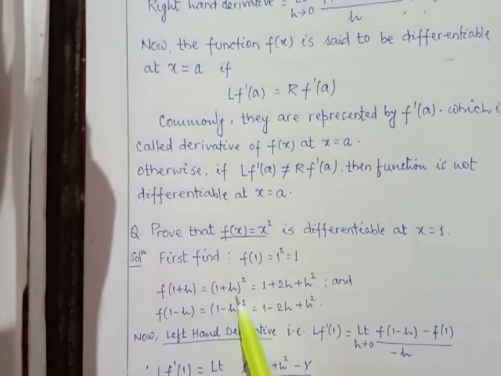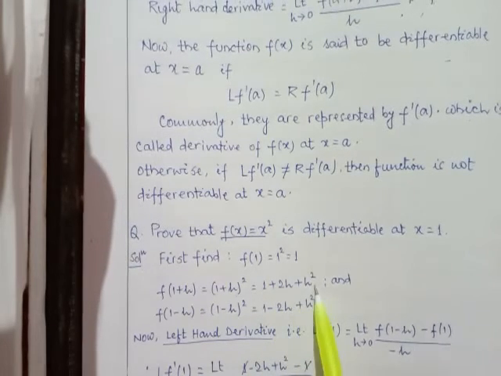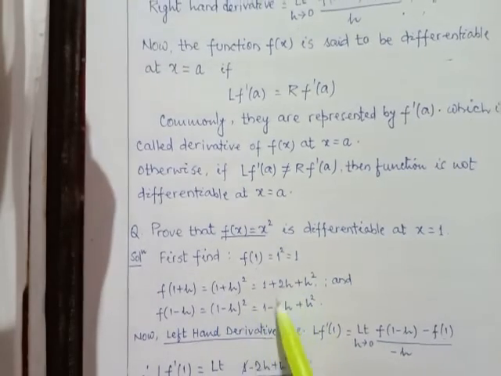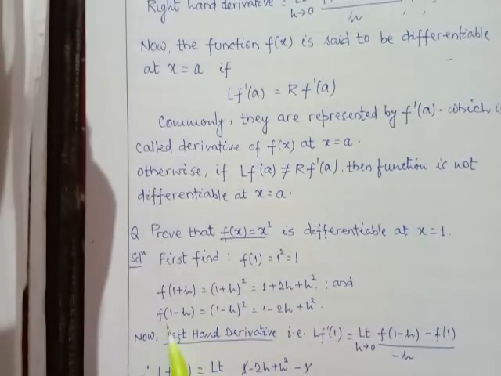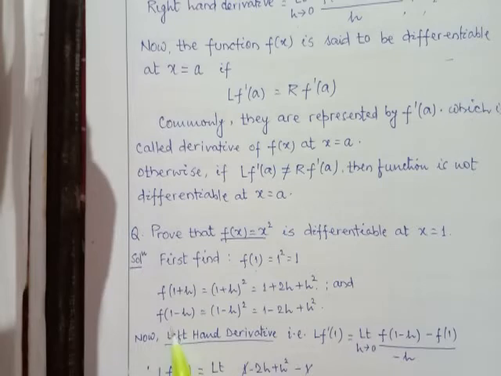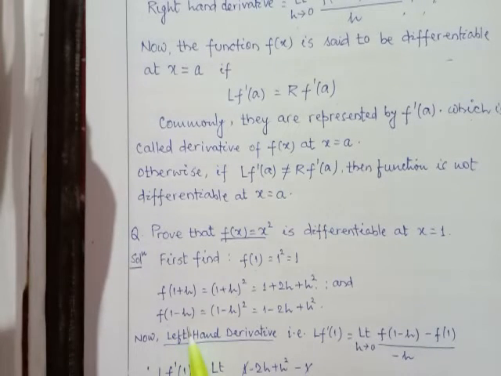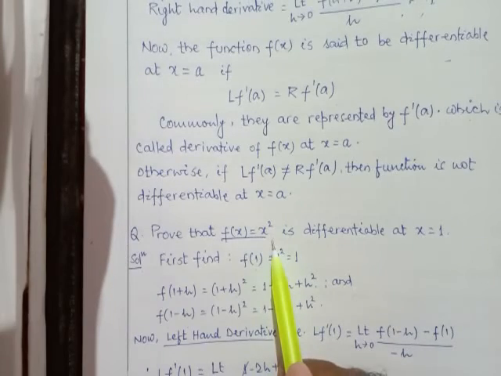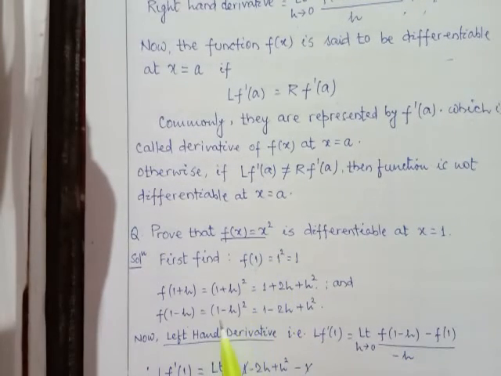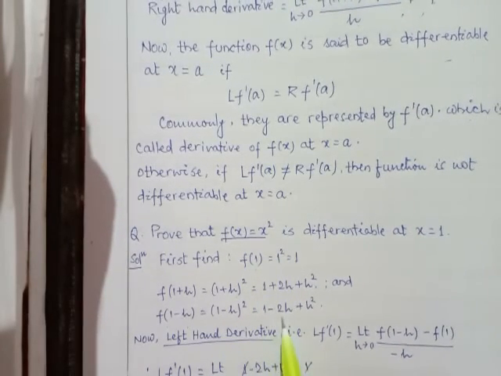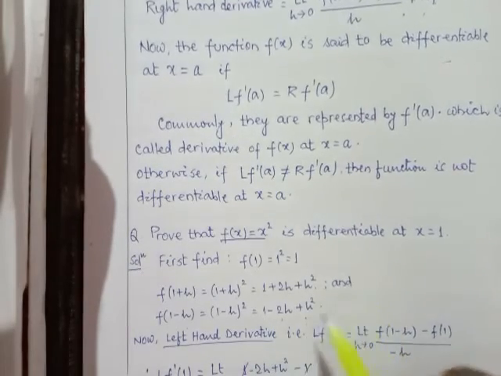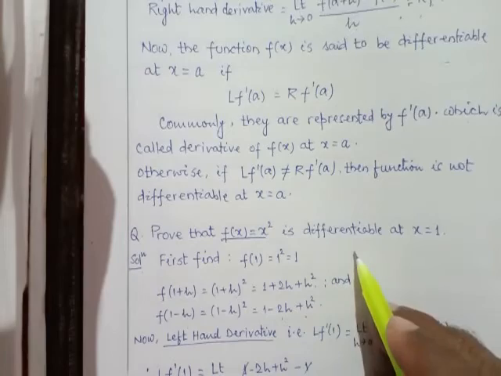Replace x by 1 plus h, then this is (1 plus h) whole square, which equals 1 plus 2h plus h square according to the formula of (a plus b) whole square. And similarly, calculate f(1 minus h). It is (1 minus h) whole square, so 1 minus 2h plus h square according to the formula of (a minus b) whole square.